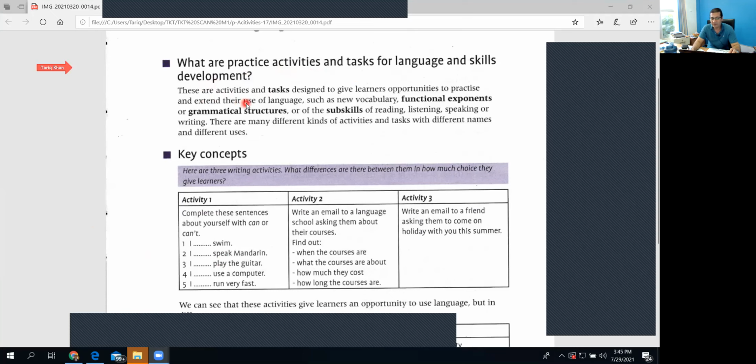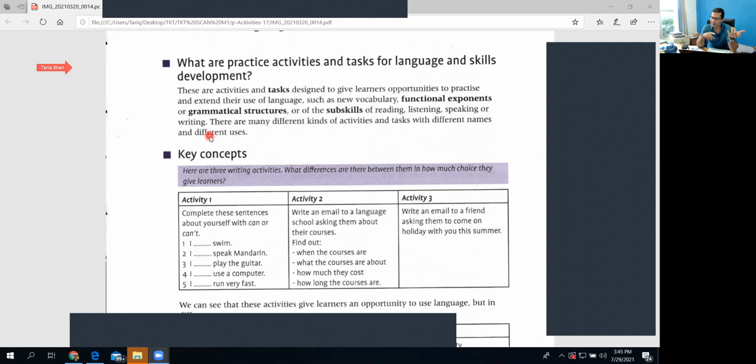These are activities and tasks designed to give learners opportunities to practice and extend. Practice and extend mean what you are doing additionally with that, some more things which you do, to extend their use of language, such as new vocabulary, functional exponents, or grammatical structures, or of the sub-skills of reading, listening, speaking, and writing. So what do we do activities for?